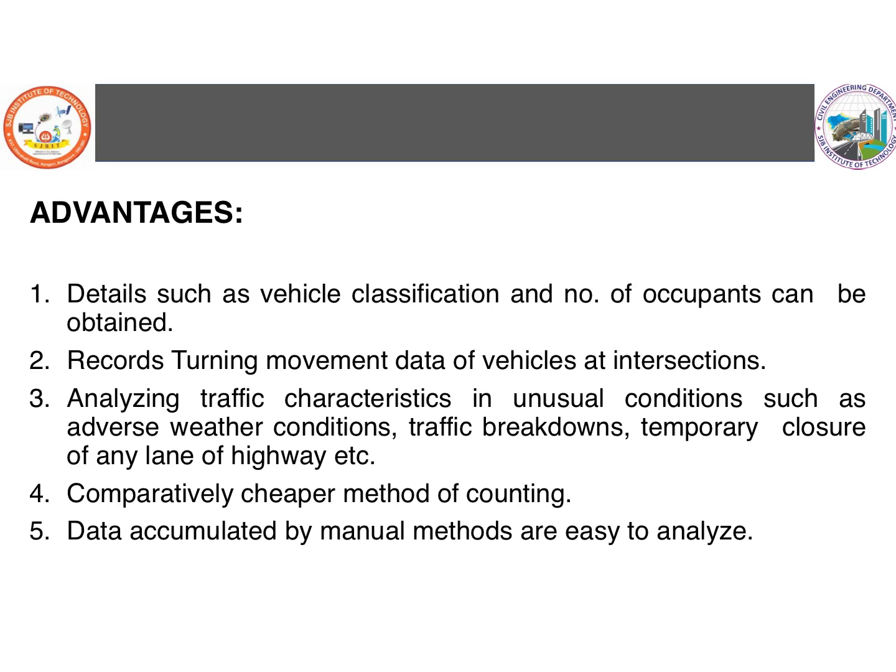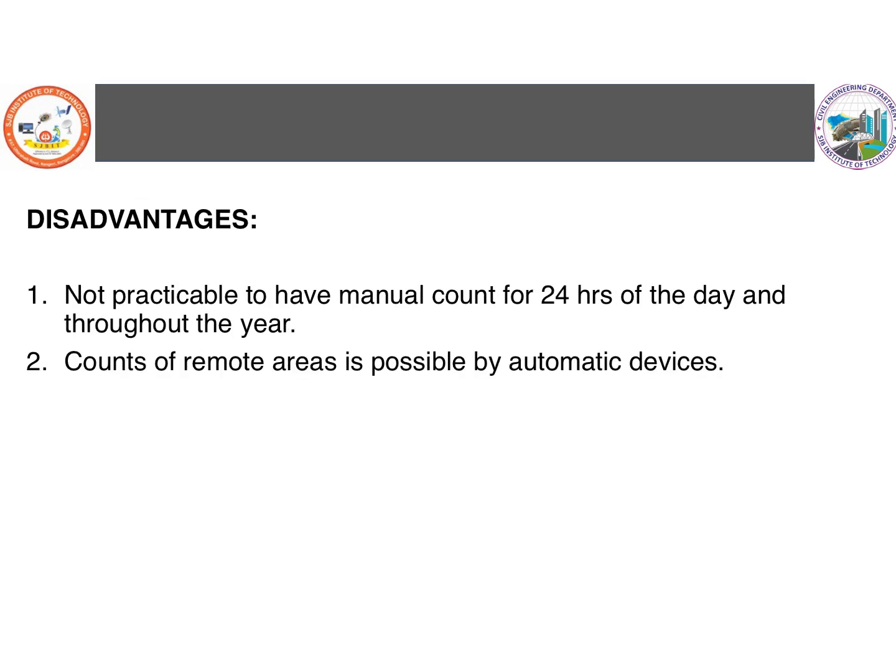Along with the number of vehicles, if you are conducting the survey at an intersection, we can also get the details about the turning movements of the vehicles, and we can analyze the traffic characteristics in adverse conditions, such as breakdowns or temporary closure of any highways, which can be noted physically there. Also, this method is comparatively cheaper than automatic counting. The data accumulated by manual counting is easy to analyze.